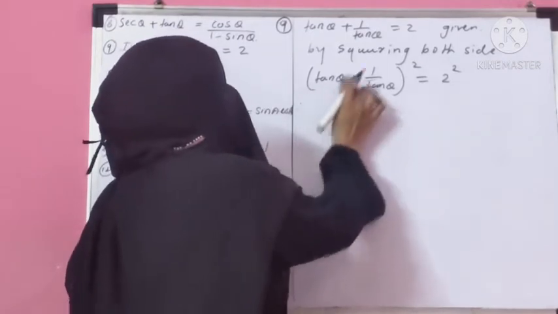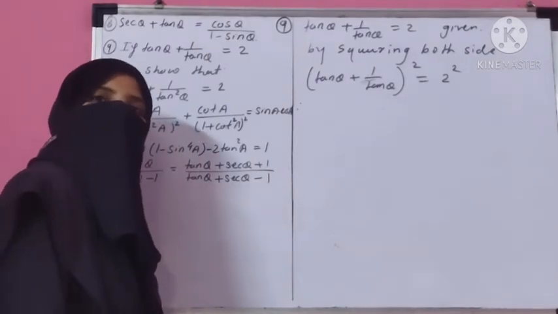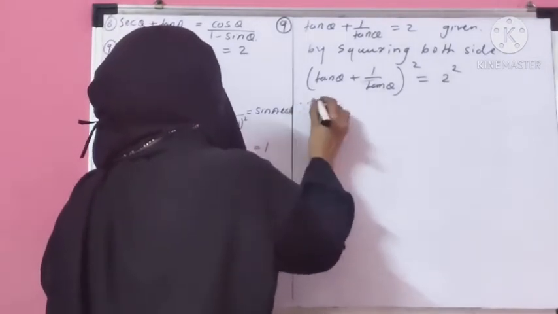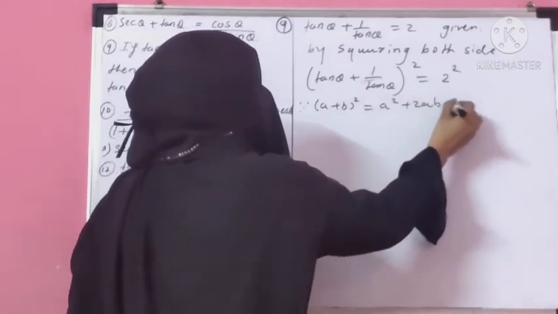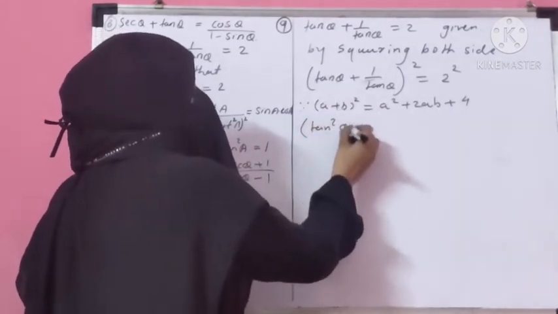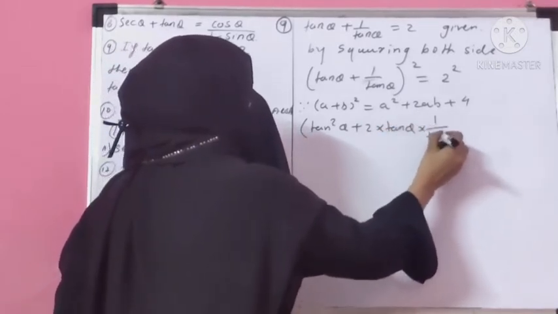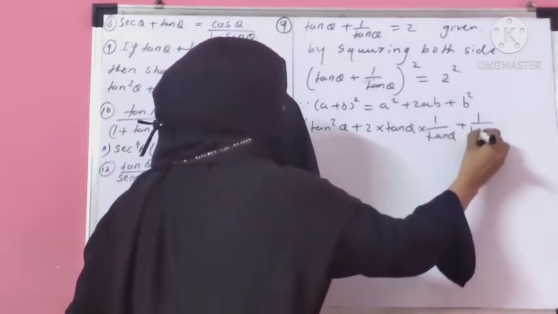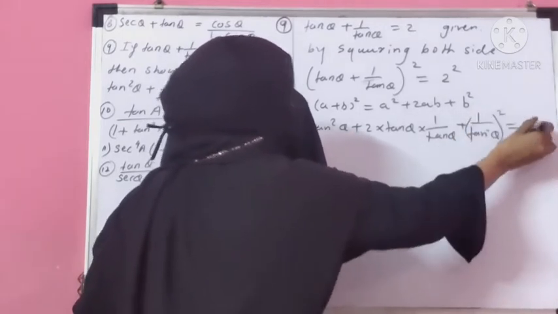Now this is tan theta plus 1 upon tan theta, that means a plus b whole bracket square. You know the formula of a plus b whole bracket square? A square plus 2ab plus b square. Apply this formula here. So a square, that means tan square theta, plus 2ab, so 2 into tan theta into 1 upon tan theta, plus b square, that means 1 upon tan square theta, is equal to 2 square, which is 4.